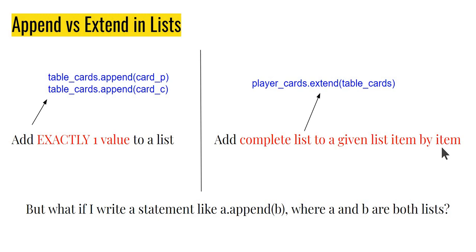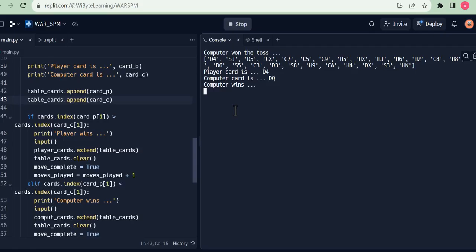But then a question comes up, and it's quite a natural question: what happens if I write a statement like a.append(b), notice not extend but append, where a and b are both lists? Now to answer this, I'm going to take a little bit abstract example. But before I go there, we can once again see extend in action.